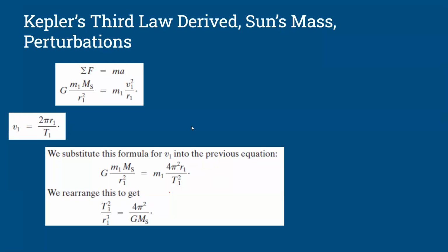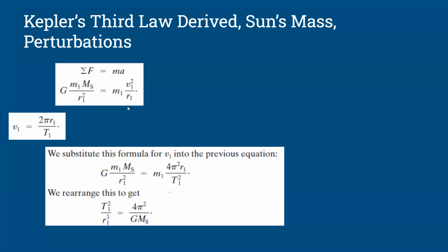So that is a sample problem. Another, Kepler's third law derives the sun's mass. You can actually derive the sun's mass based on Kepler's law, or universal gravitation as well. So we derive Kepler's third law here from universal gravitation. The summation of all forces equals ma. This is the gravitational force acted by the sun on any object or planet.